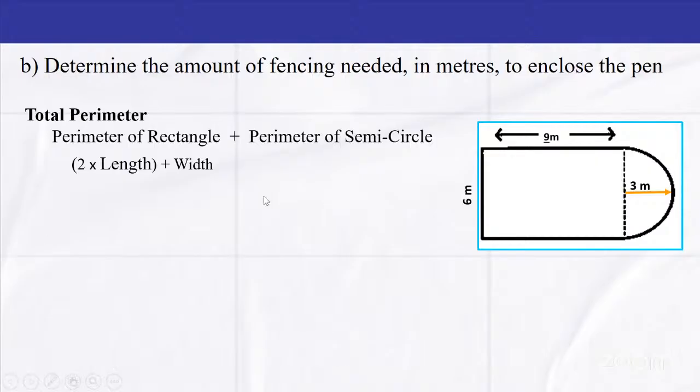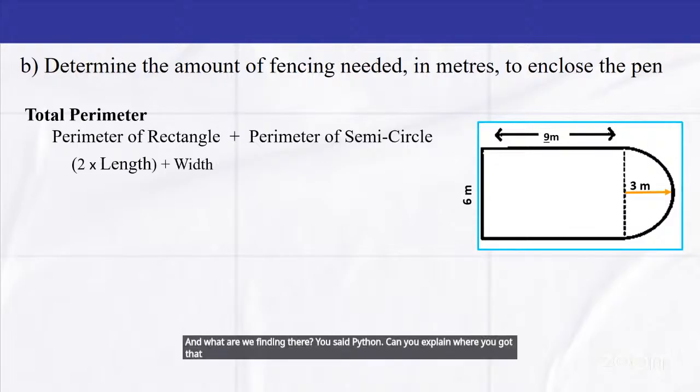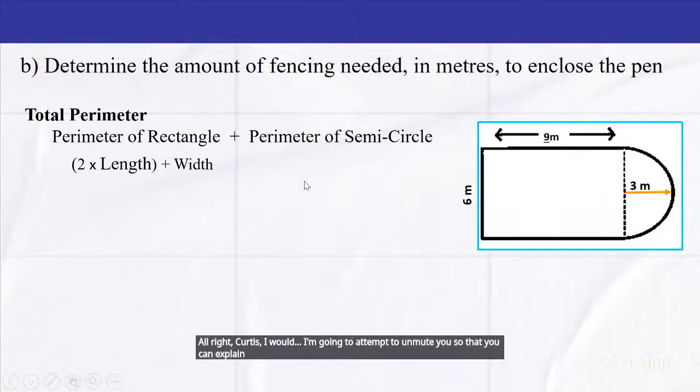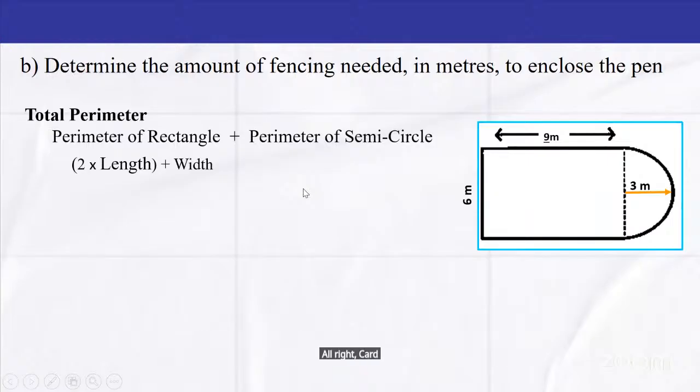All right. So Cardis says pi times diameter divided by 2. And what are we finding there? You said pi times diameter divided by 2. Can you explain where you got that from? All right, Cardis, I'm going to attempt to unmute you so that you can explain yourself. Inviting you to accept the invitation to be unmuted so that you can share. Go ahead.